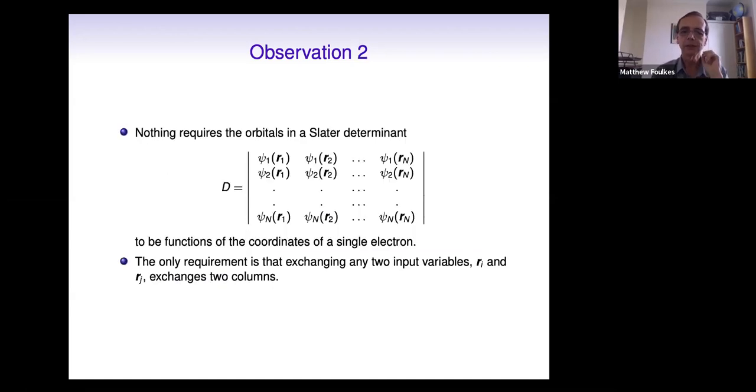The second observation, I'm not sure who, it ought to have been due to me, but it wasn't. I think it might have been David who came up with it first. Nothing requires the orbitals in a Slater determinant, here's a Slater determinant, to be functions of a single variable, as they are in this one, and as they are in Hartree-Fock theory. The only requirement actually is that if you interchange the coordinates of any two electrons, i and j, you flip two columns of the Slater determinant, and therefore change the sign, and therefore you have an antisymmetric wave function.